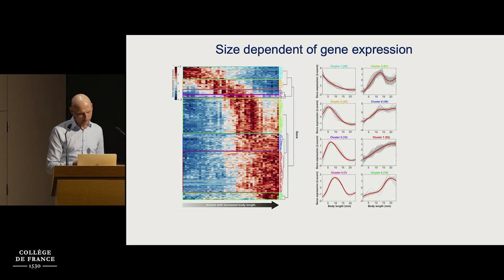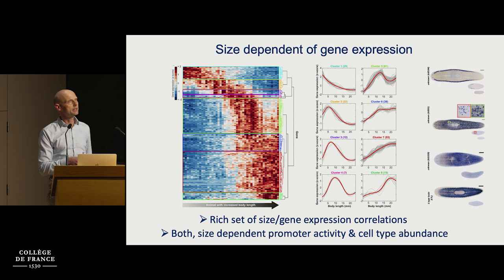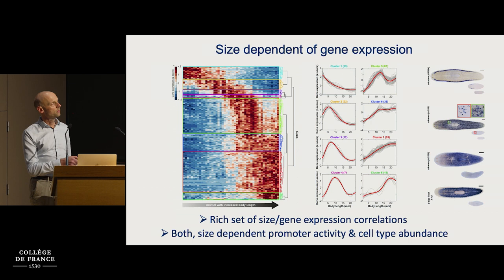Now, importantly, what we see is a combination of genes in which very likely the promoter activity is size dependent, but we also see cases where the cell type that expresses the gene is actually size dependent itself. For example, for these cells, we see hardly any of them in small animals, but in large animals, they are full of this cell type. So basically, suffice it to say that size dependencies in mRNA content can reflect both changes in promoter activity or changes in cell type abundance. In addition, we also know that these size-dependent genes cover many functional categories. Also prominently represented amongst them are lipid storage enzymes, which we might have predicted to begin with.